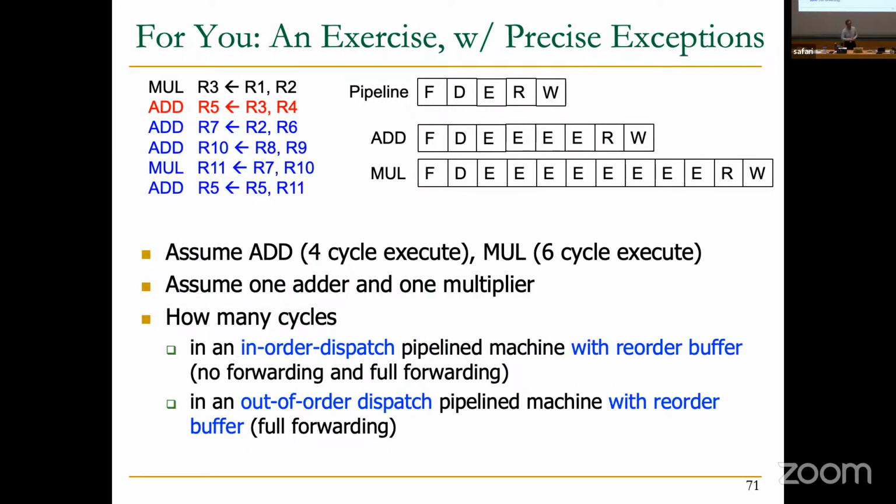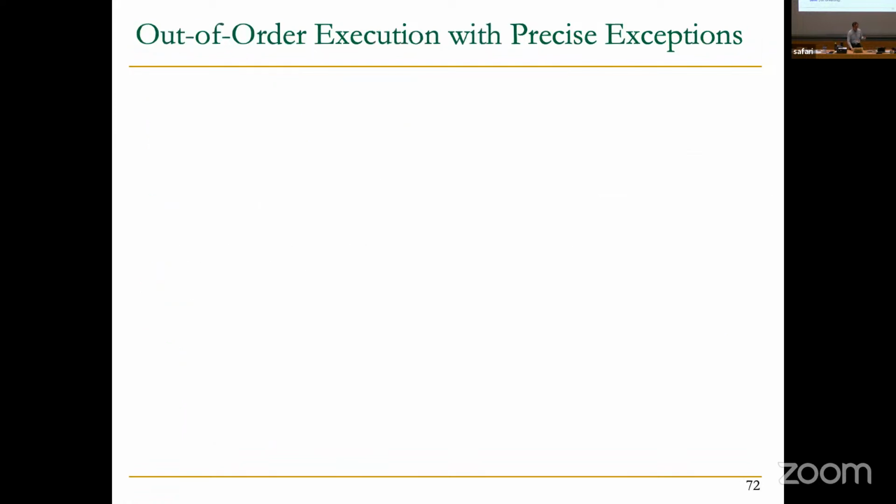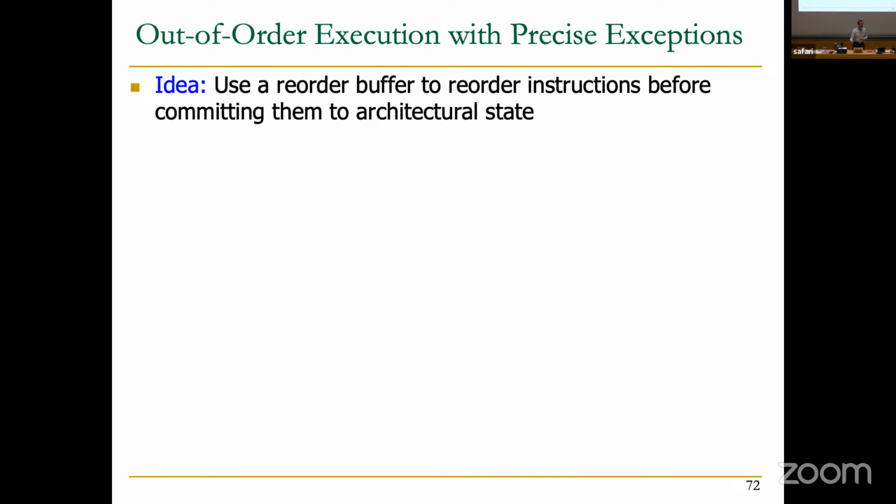An exercise for you is to do the same exercise with precise exceptions. It's not going to be that different, frankly. You need to add a reorder buffer stage into the pipeline, but it's not going to change the timing that much either. But let me talk about out-of-order execution with precise exceptions. What does it require? The idea is very similar. Use a reorder buffer to reorder instructions before committing them to the architectural state, just like we did yesterday.